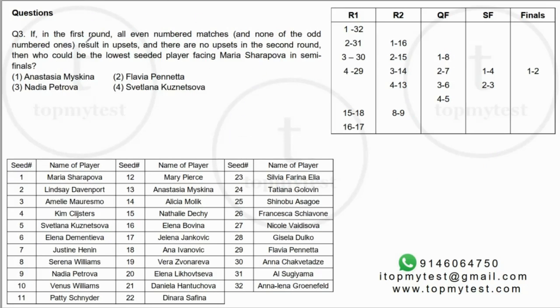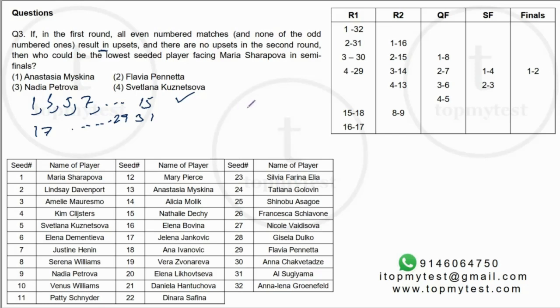Question number 3. If in the first round, all even numbered matches and none of the odd numbered matches result in upsets, so all odd numbered players go according to rank. So 1, 3, 5, 7 till 15 win. And all even numbered matches end in upsets. So 2 loses, 4 loses, 6 loses till 16 loses. So only odd numbered players are left now: 31, 29 till 17. Only odd numbered players are left.